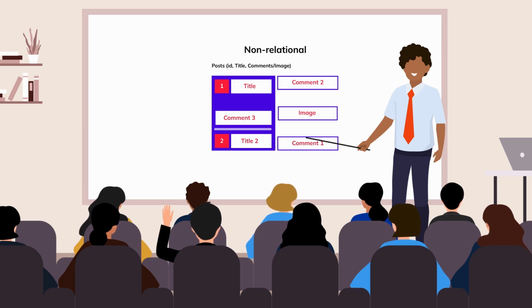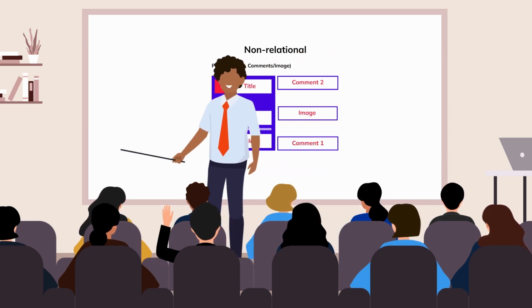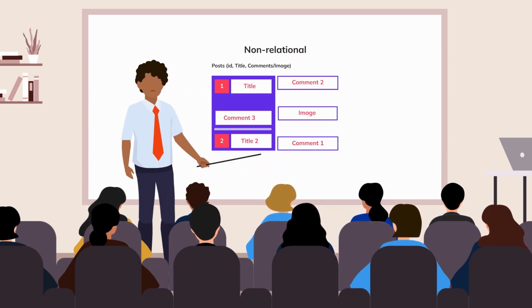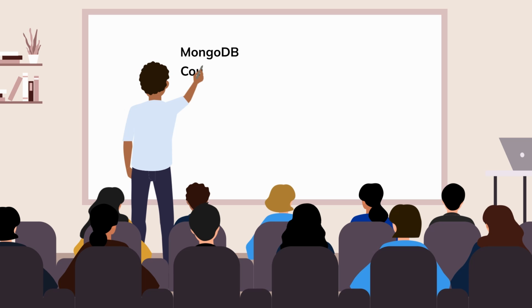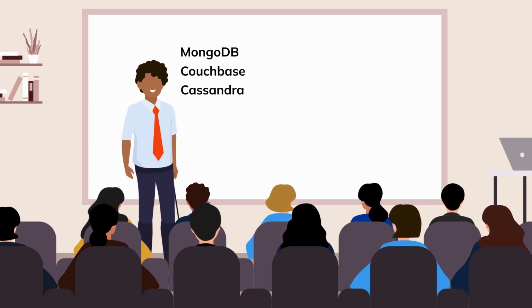Do we need to build a table to hold this data? It is not necessary to build a table to hold this data. It can simply be embedded into a document using a key pair. MongoDB, Couchbase, and Cassandra are common non-relational database management systems.